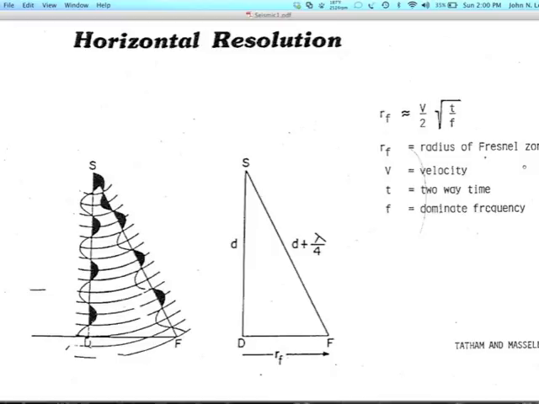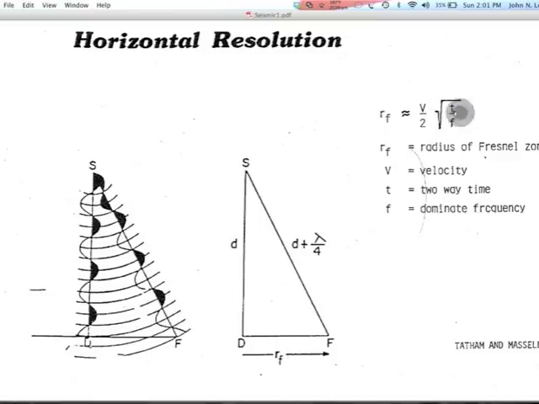If we have a drill target, and we calculate the Fresnel radius from our frequency, from our average velocity to the drill target, and its two-way travel time, and we calculate the Fresnel radius. Okay, what that means is that we don't know where that target is horizontally to within that radius.